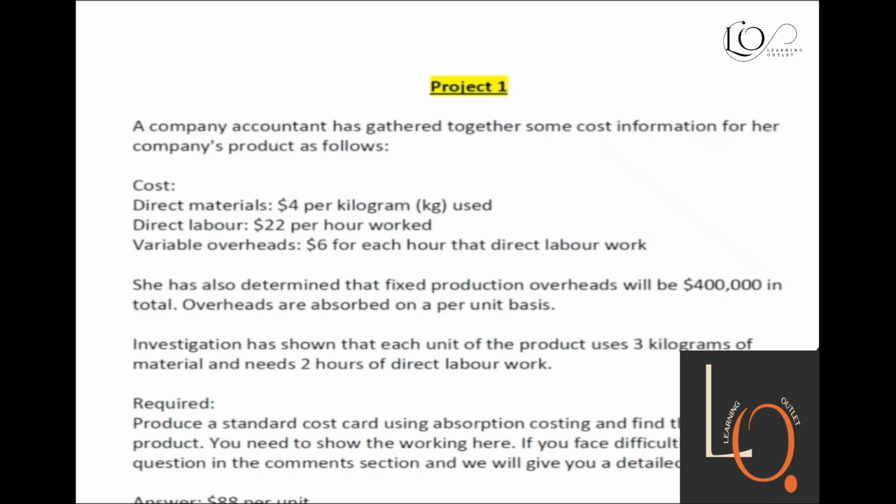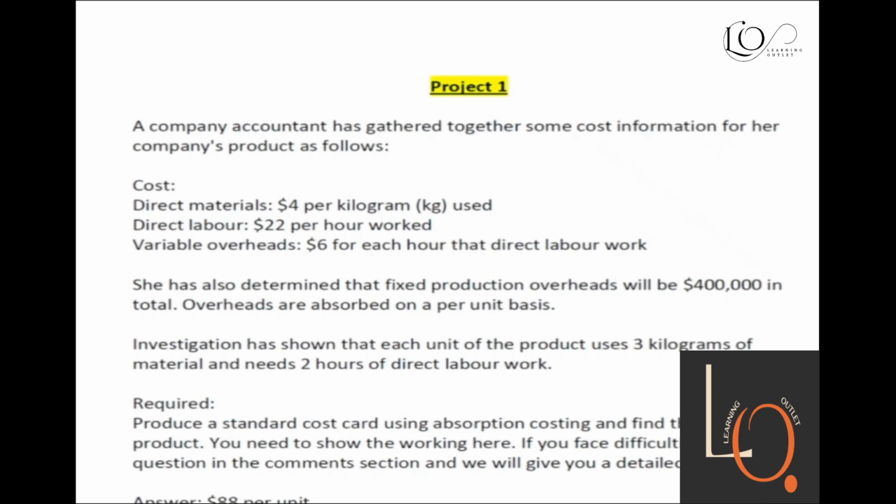You create the answer for yourself, and you can post it in the section below so that we can have a look and we can help you if there are any difficulties in terms of explanations. So I'll just go through the brief because it's for you to solve. Direct material has been given to us, direct labor has been given to us, variable overheads have been given to us, fixed production costs have been given to us at 400,000, and they say that the overheads are absorbed on a per unit basis.